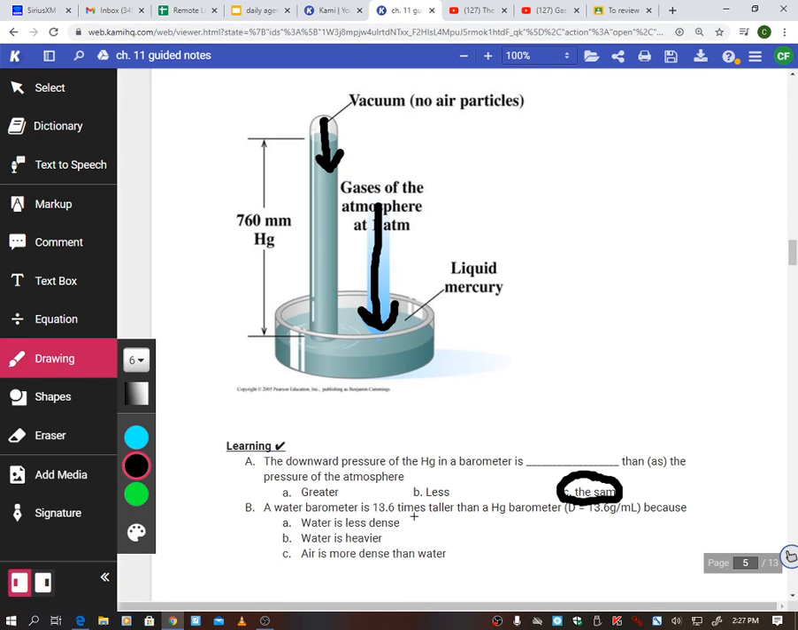B, a water barometer is 13.6 times taller than a mercury barometer, and the density shows you the density of mercury is 13.6 grams per milliliter because, well, they put density in there for a reason. Mercury is a lot heavier. Water's density is 1 gram per milliliter, whereas mercury's is 13.6. So the answer is A. Water is less dense.